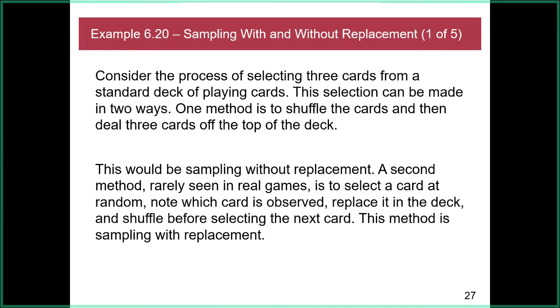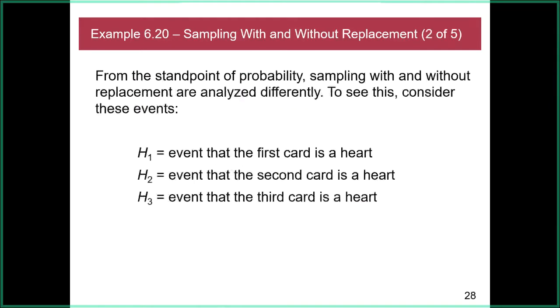Because of this, when you're sampling without replacement, your probability changes from 1. So consider selecting 3 cards from a deck of playing cards. It can be done 2 ways. You can shuffle the cards and then deal out 3, or you can pull out 1 card, put it back in, shuffle again, pull out another, and this would be with replacement. Of course, if you pulled out all 3 cards at once, that would be without replacement. So from the standpoint of probability, with and without replacement are analyzed very differently.